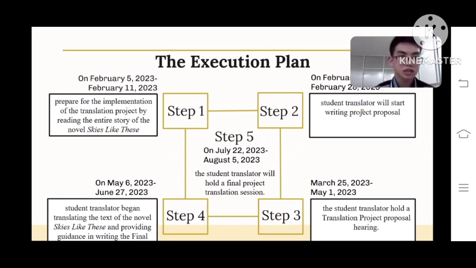And then step 3, the student translator holds a translation project proposal hearing. And step 4, the student translator begins translating the text of the novel Sky Like This and receiving guidance in writing the final project translation. And then step 5, the student translator will hold a final project translation session. These are the execution plans that I have made.